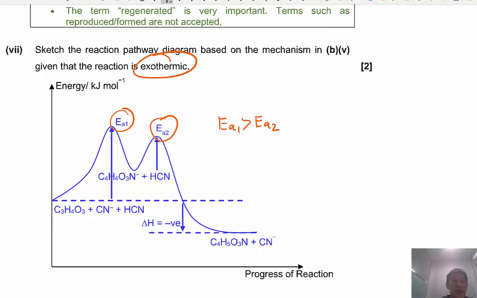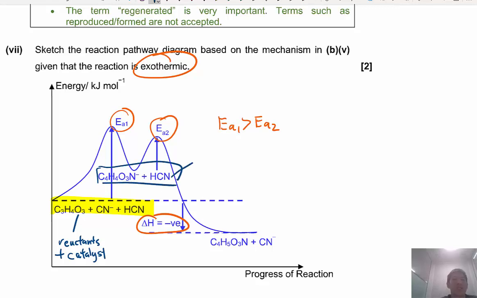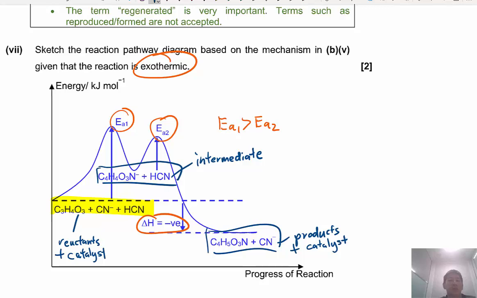We have told you it's exothermic, so delta H must be negative. Write down the reactants. These are the reactants plus the catalyst. You need to include the catalyst, because without the catalyst you cannot get the intermediate. It must be balanced at all steps, at all points. And this is, in a way, the intermediate. And finally, the products. And of course, you realize, hey, wait a minute, the catalyst is regenerated.